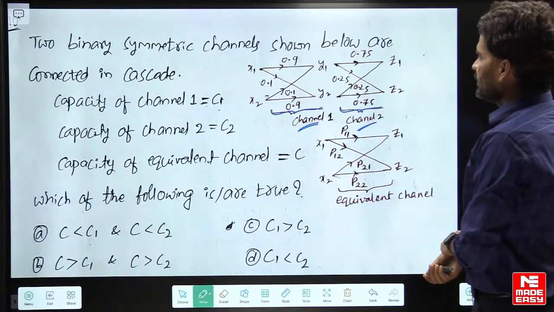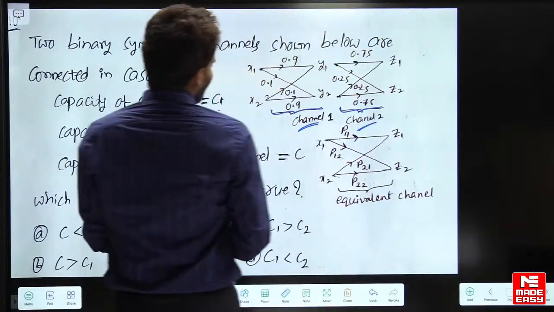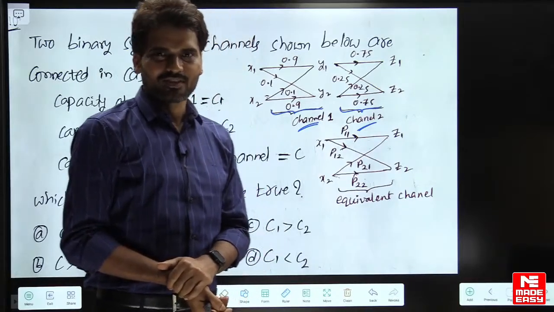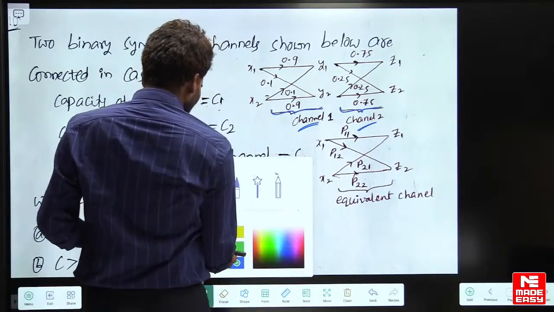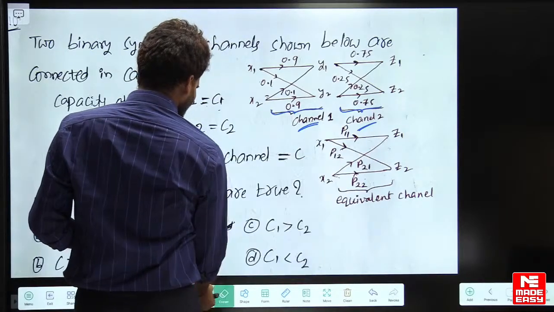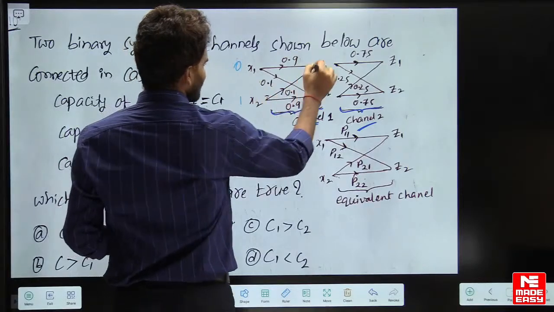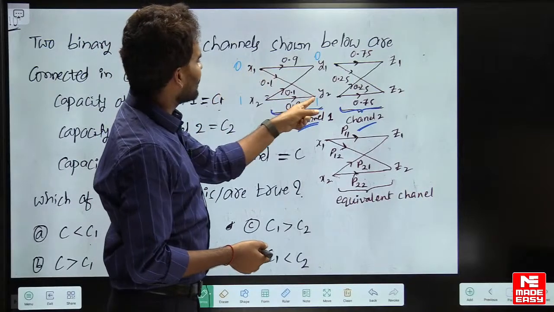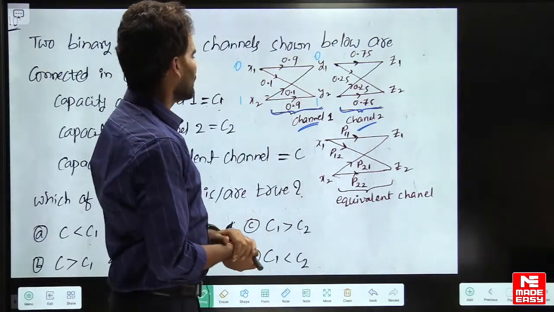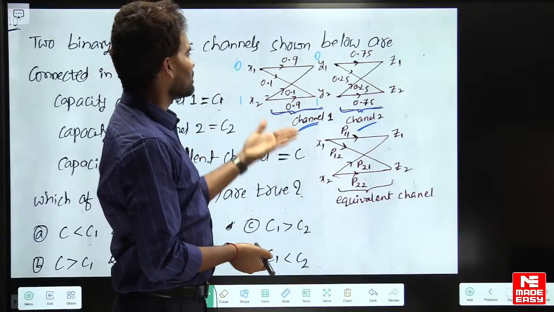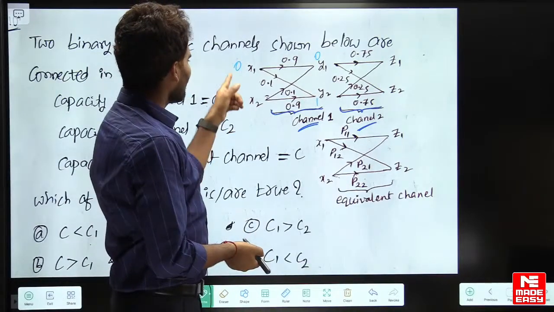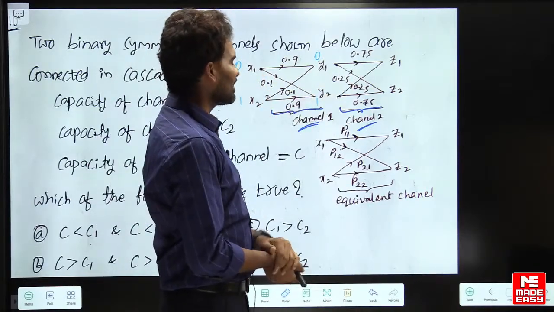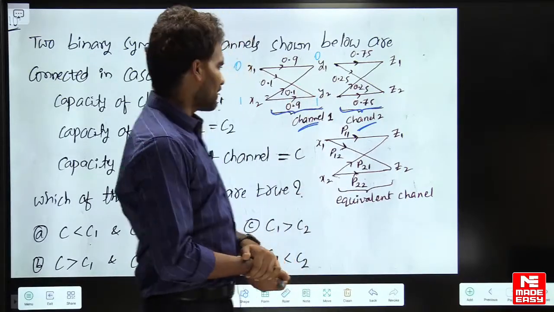So for a binary symmetric channel, P0 by 1 equals P1 by 0. Binary means 0 and 1 are transmitted and 0 and 1 are received. So for a binary symmetric channel, the probability of 0 received as 1 is the same as transmitted 1 received as 0. So P1 by 0 is equal to P0 by 1. You can see 0.1, 0.1. Here also 0.25, 0.25. So two binary symmetric channels are connected in cascade.